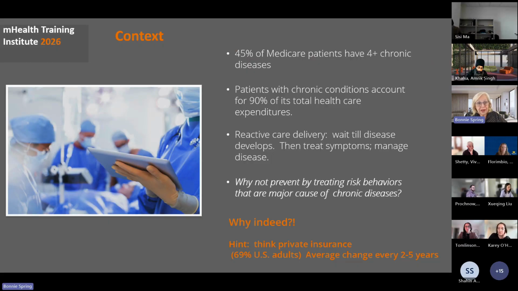So here's the context that we work in. 45% of older patients, who are on Medicare, have at least 4 chronic diseases. Patients with chronic diseases account for 90% of total healthcare expenditures. Our care delivery is reactive. We tend to wait until the disease develops, and then we treat symptoms and we manage the disease. So why don't we try to prevent by treating these risk behaviors that are major causes of chronic disease? Well, think about that for a second.